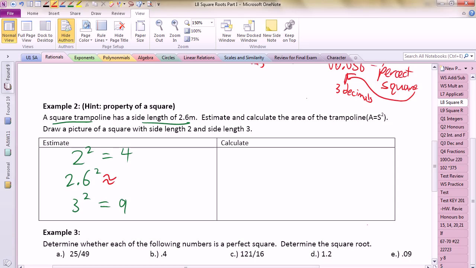Anyone else? Rithik, what's yours? 7? Yeah, I'd go with a whole number on this one. And I'd say it's got to be closer to the 9. So 7's good because you're 3 away here and 2 away there, which makes sense. You should be closer to the 9. Okay? So 7's good. 6.5, I'm not marking that wrong.